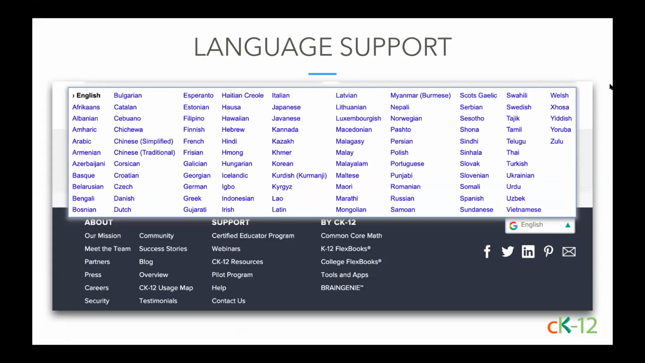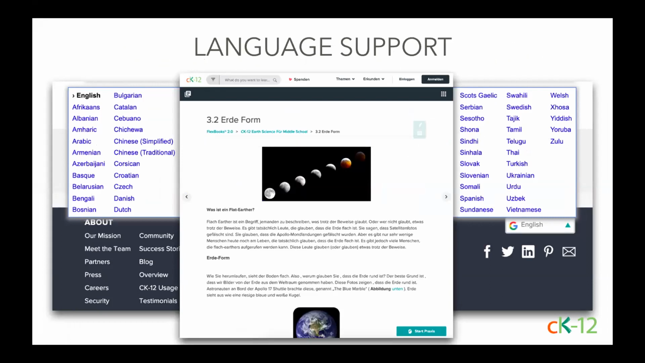One thing that you can't do with a printed textbook is instantly change the text to a different language, and at the bottom of our site, you'll see a Google Translate box that allows you to change the text and menu options for a lesson to dozens of languages.